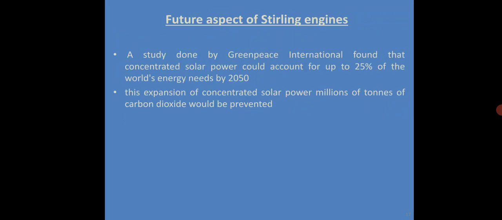Future aspect of Stirling engine. A study done by Greenpeace International found that concentrated solar power could account for up to 25% of the world's energy needs by 2050. With this expansion of concentrated solar power, millions of tons of carbon dioxide would be prevented.